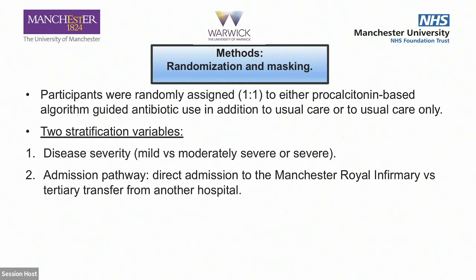So participants were randomly assigned on a 1-to-1 basis to intervention and control. To try and ensure similarity in the populations, we had 2 stratification variables. 1, disease severity, mild against moderate and severe. And second, admission pathway. Those patients admitted directly to the hospital through our own emergency room versus those patients who were tertiary transfers with complex pancreatitis typically for endoscopic intervention later in the disease.